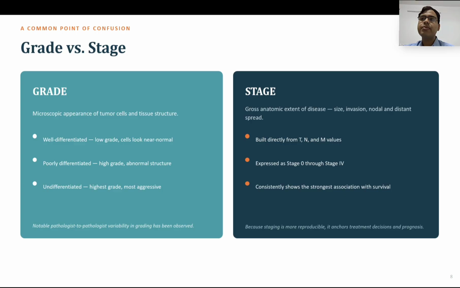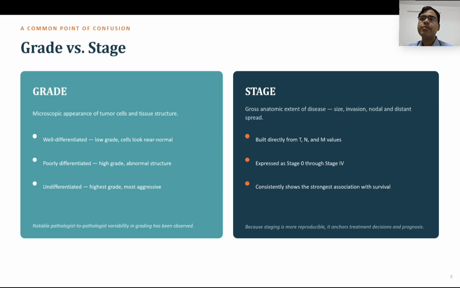So, for summing it up, grade means how different the tumor is from the cell of origin. The more closely it resembles it, the better the tumor, and the farther it is away, that is, the less it resembles the tissue of origin, the worse the tumor.